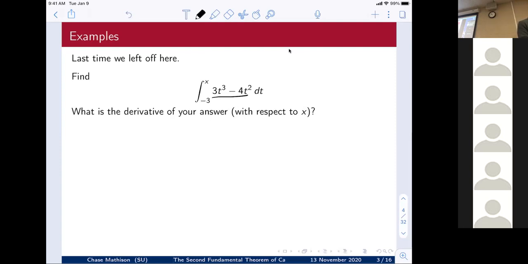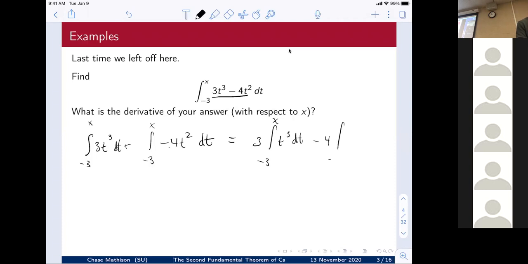All right, so I'm going to break this up into the integral from -3 to x of 3t cubed dt, plus the integral from -3 to x of -4t squared dt. I'll say 95% of the time you want to break up the integral into its pieces when you're doing a sum. Then this is equal to 3 times the integral from -3 to x of just t cubed dt, minus 4 times the integral from -3 to x of t squared dt.